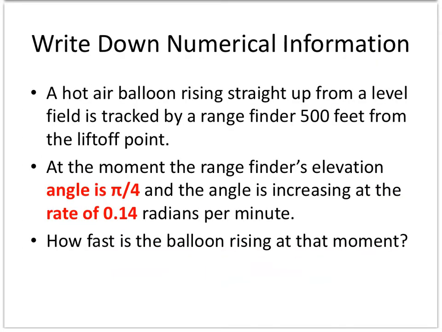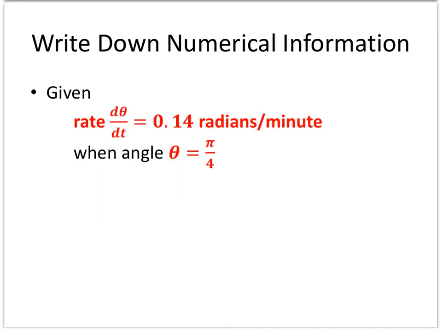And this is, again, going back into your trig class. So I'm given some information here. It says at the moment the rangefinder's elevation is pi over 4 and is increasing at this rate. How fast is the balloon rising at that moment? So I know, if you remember in the picture, and I'll bring it up here, I know in the picture, well, it's going to be the next one, that the y was the balloon rising. So that's what's changing, the balloon's going up. And so that's what I'm trying to find. I'm trying to find that change in y over the change in t.